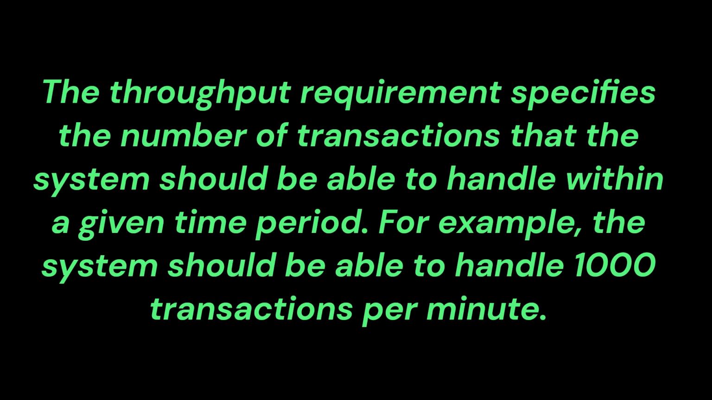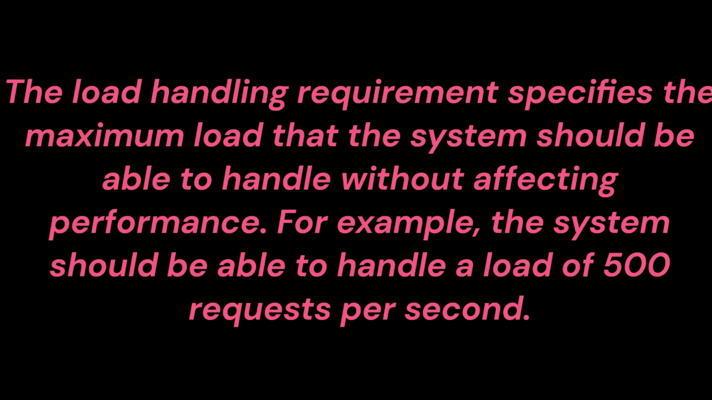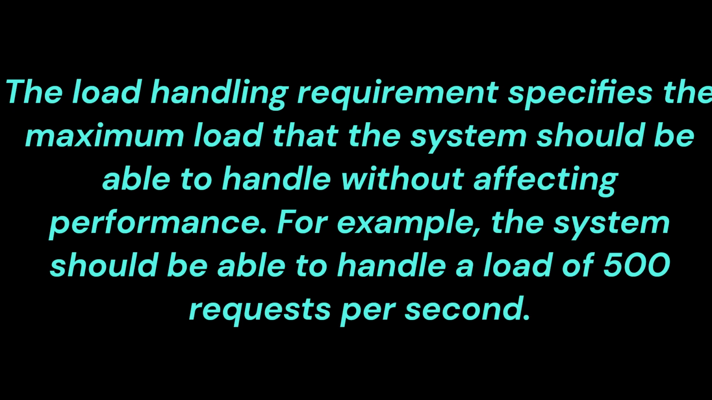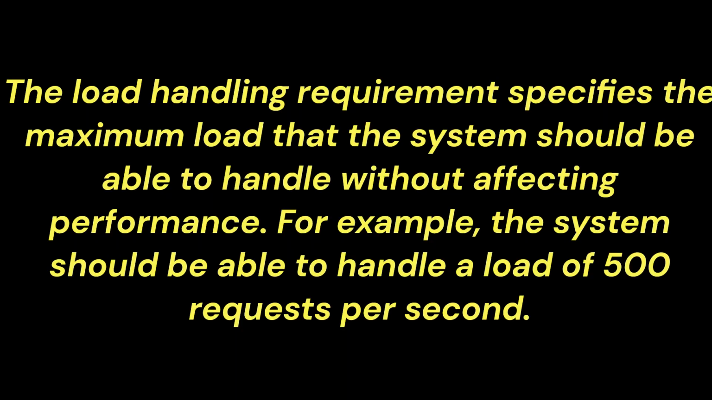Throughput. The throughput requirement specifies the number of transactions that the system should be able to handle within a given time period. For example, the system should be able to handle 1000 transactions per minute. Load handling. The load handling requirement specifies the maximum load that the system should be able to handle without affecting performance. For example, the system should be able to handle a load of 500 requests per second.